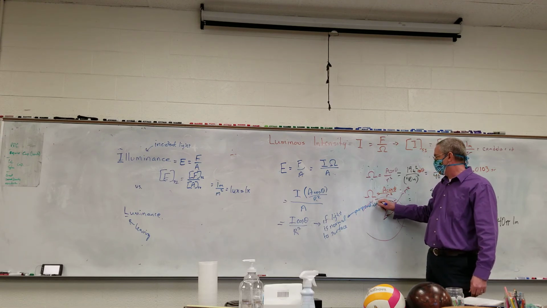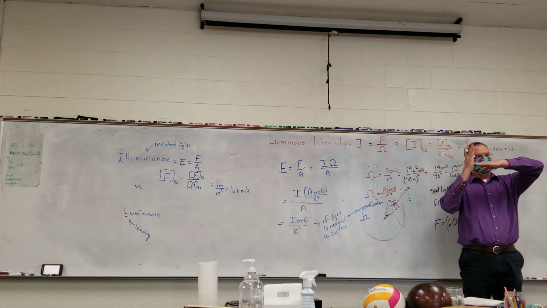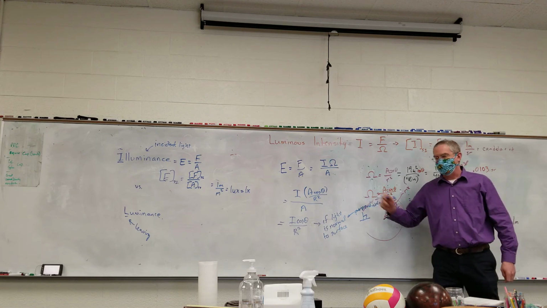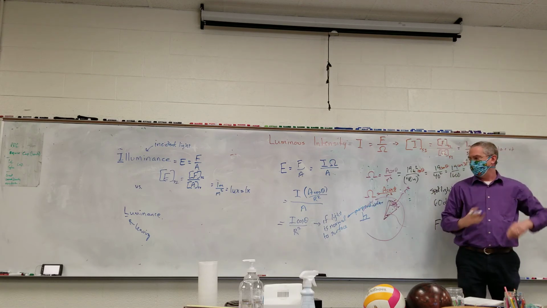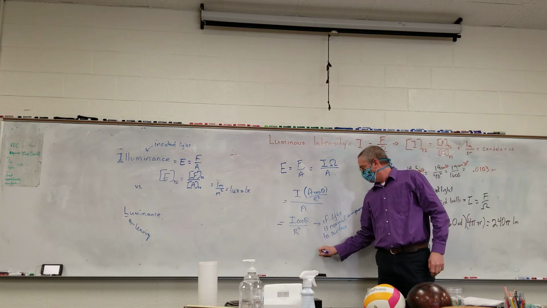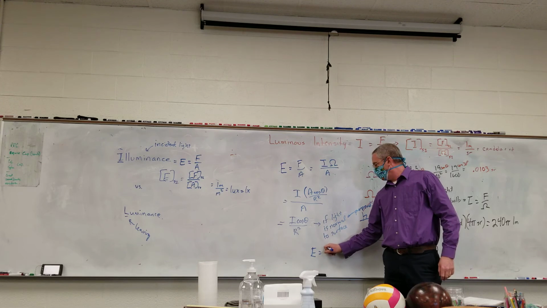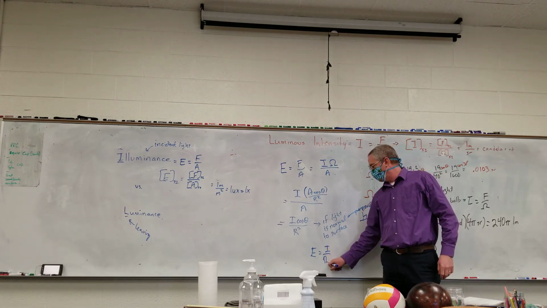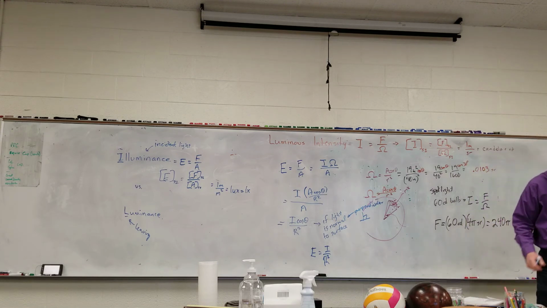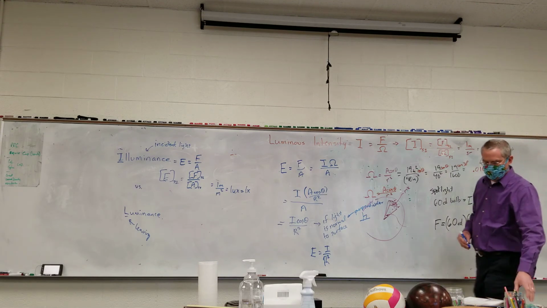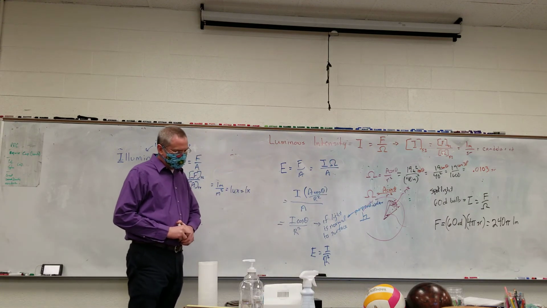Normal means perpendicular. So if the light's hitting smack on into it, then our angle is 0 degrees because the wall's not tilted, it's straight up. And so my illuminance would be just I over R squared.